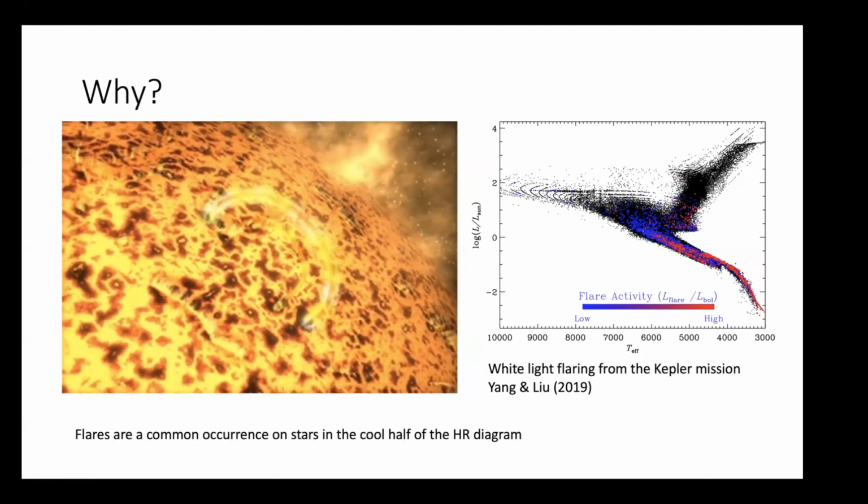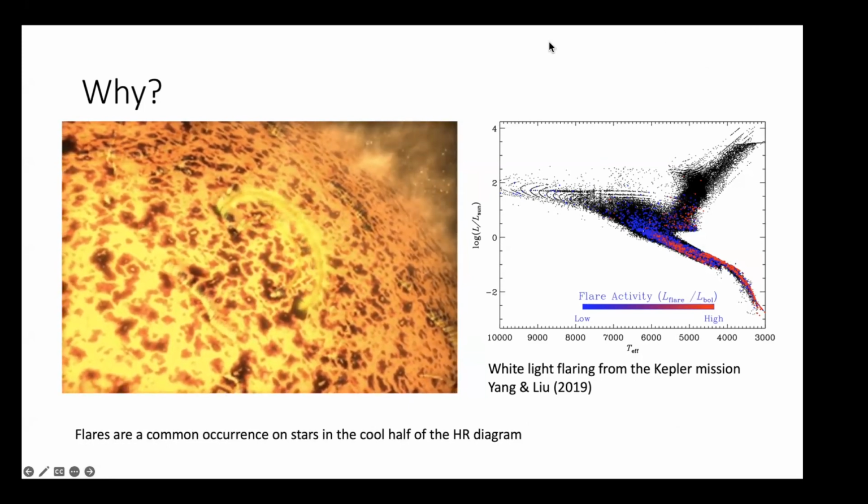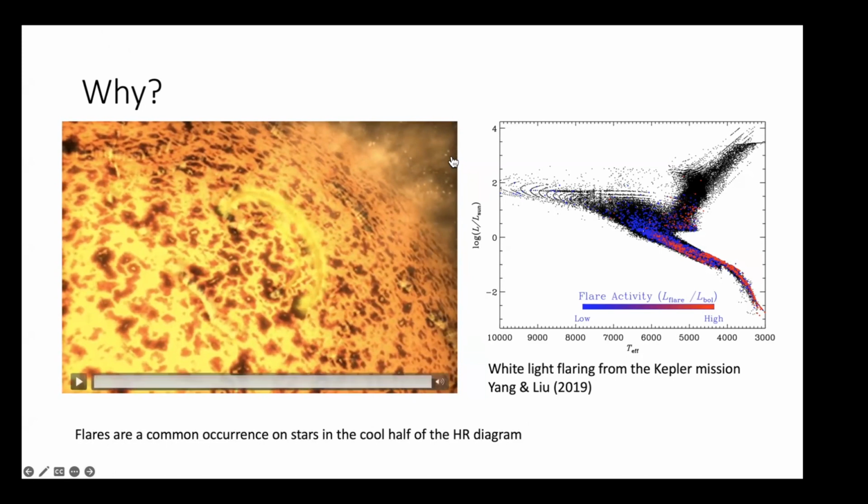Flares are a common occurrence on stars in the cool half of the HR diagram. The figure on the right, which is partially obscured by your faces, shows a flaring HR diagram. So these are stars that were observed with the Kepler mission and were observed to have white light flares. The luminosity and temperatures are plotted, and then the flare activity helpfully quantified from low to high. It tells you where you see incidents of stellar flaring, and you can see that along the main sequence, you've got stars that are slightly hotter than the sun, all the way to stars that are cooler than the sun.